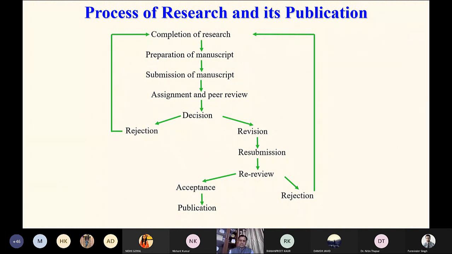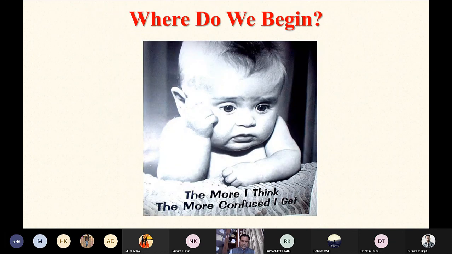Even after a revision, we resubmit the paper, and again we are going to have either acceptance or rejection depending upon the comments given by a different reviewer the second time. So this is basically the normal process that we have for getting our paper published in research journals.